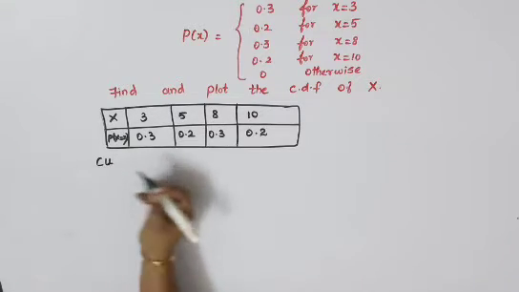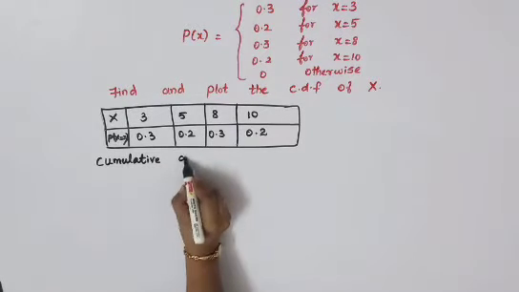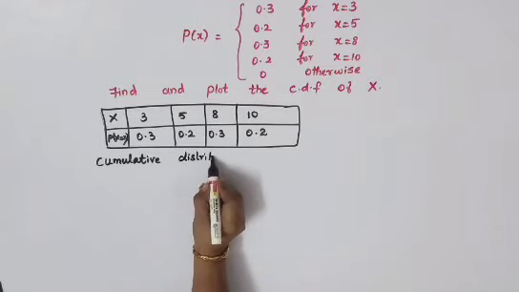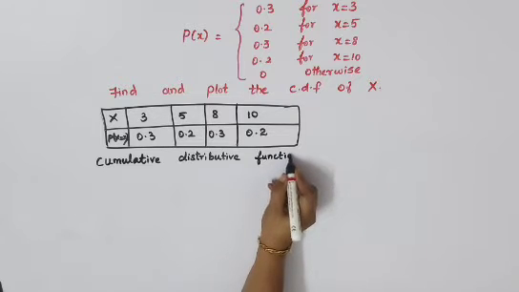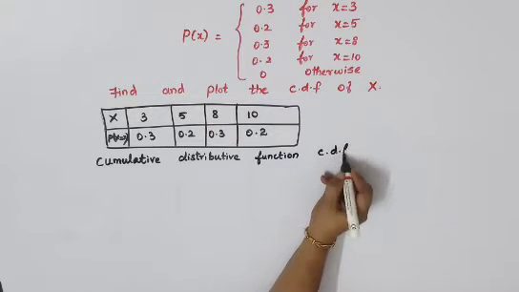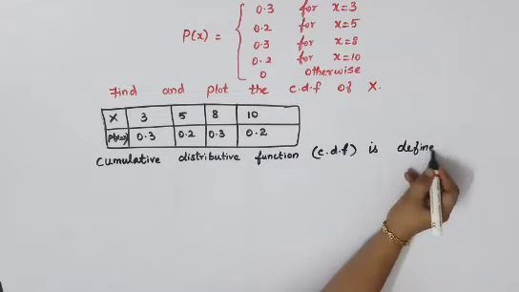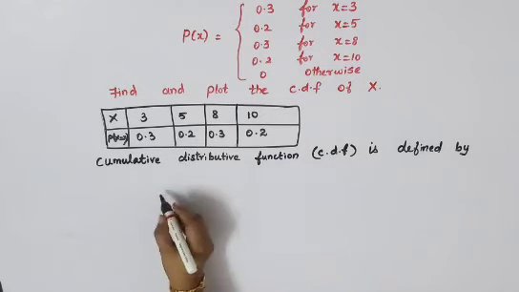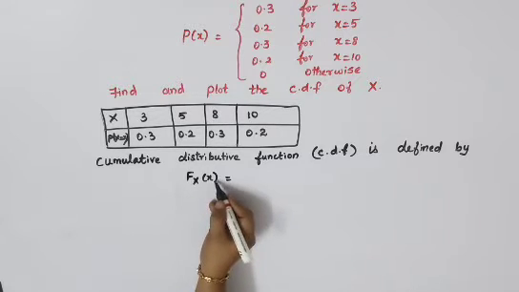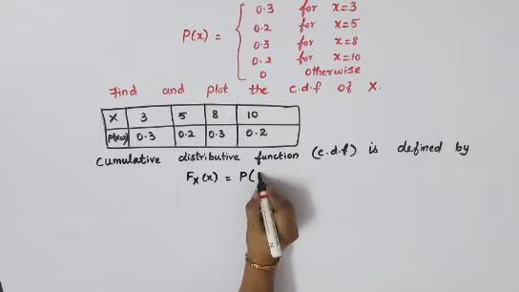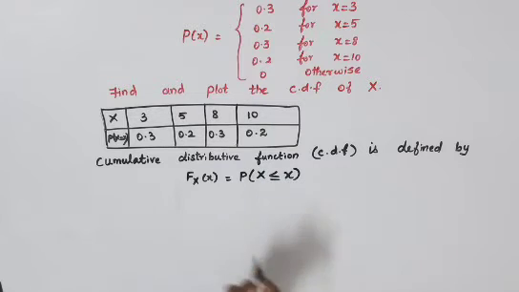The cumulative distribution function, that is only what they have asked you to find. The cumulative distribution function, that is nothing but your CDF, is defined by F x of x. Here you should write capital X and here it is small x. P of capital X less than or equal to small x. So this is the definition of the cumulative distribution function.